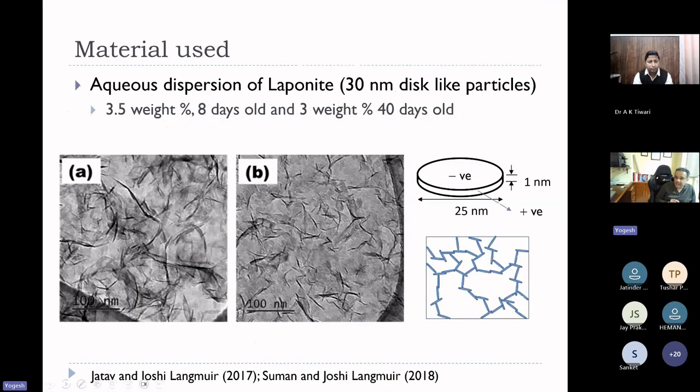For that, we are going to use a material which is known to show this thixotropic behavior very well. This is an aqueous dispersion of laponite. It has 30 nanometer disc-like particles. These particles have a negatively charged face, while the edge is positively charged. Therefore, when you disperse this in water, as a function of time it starts building up a beautiful network structure. A cryo-TEM image is shown here, which very nicely shows this network-like structure.